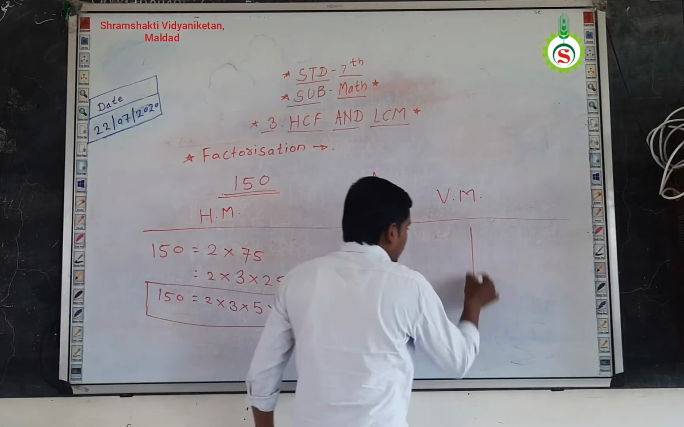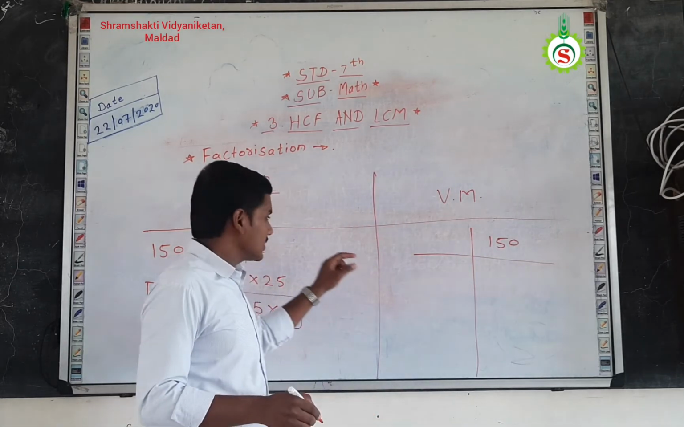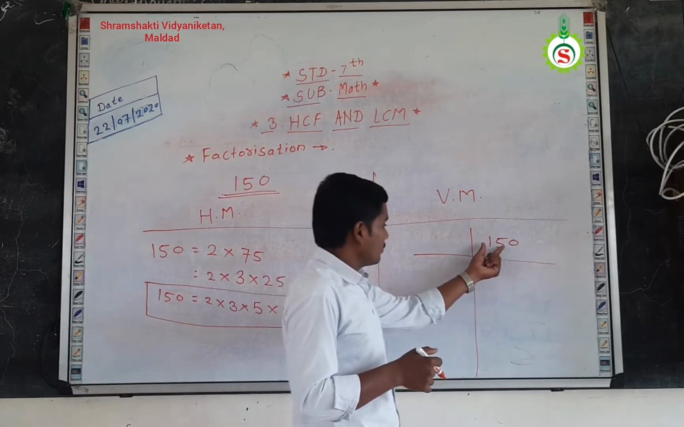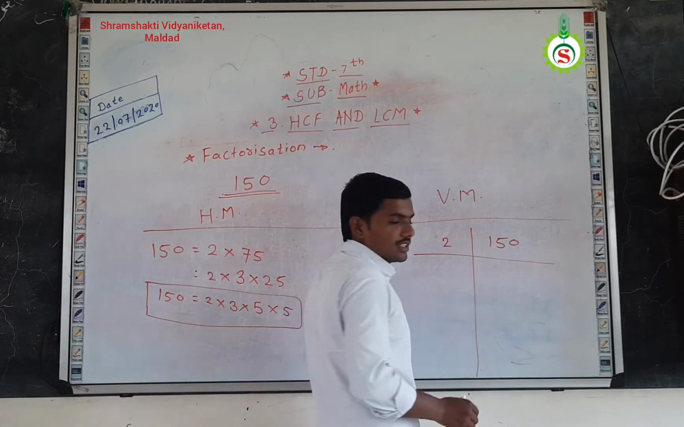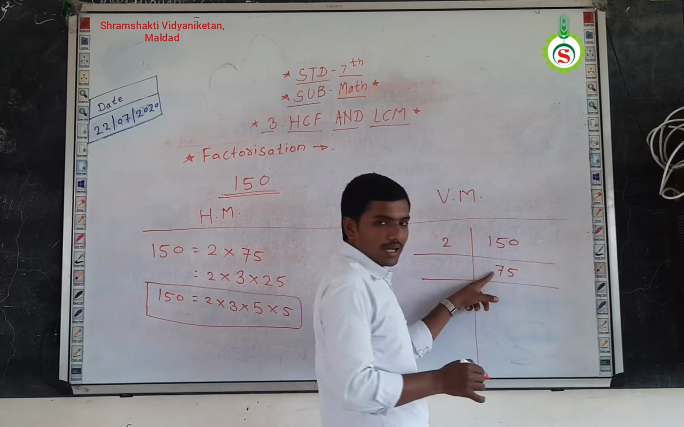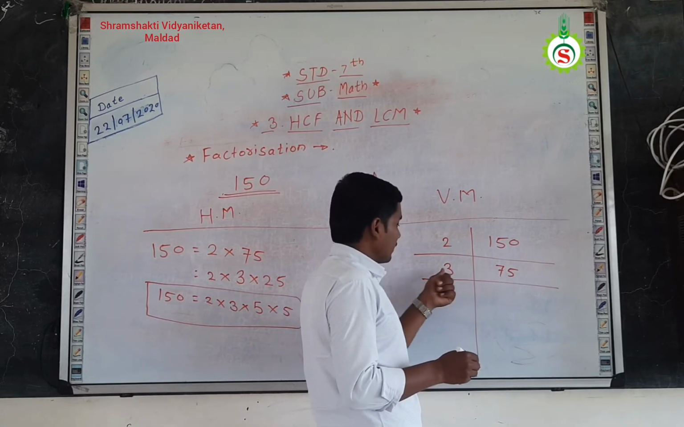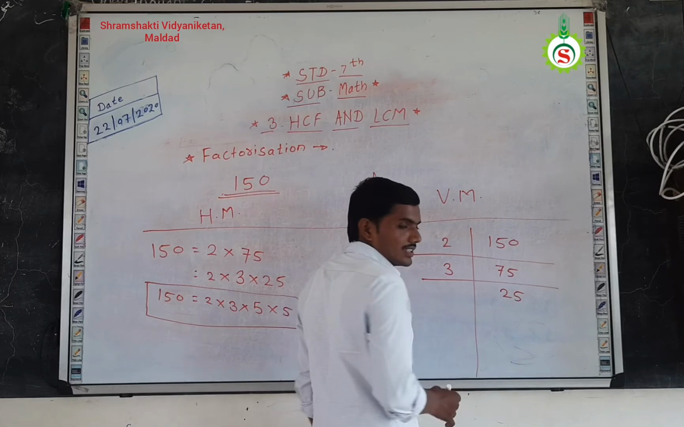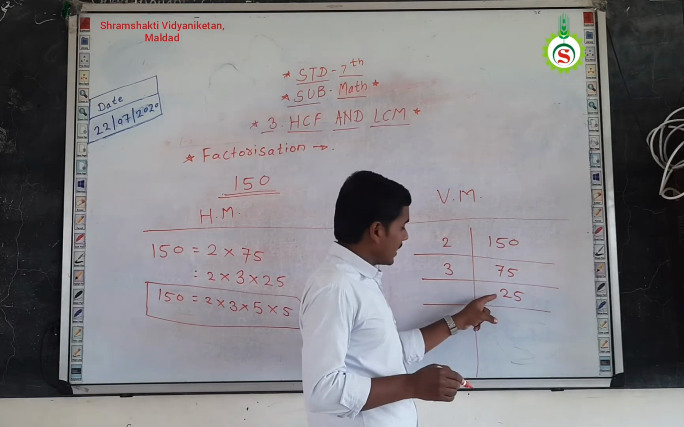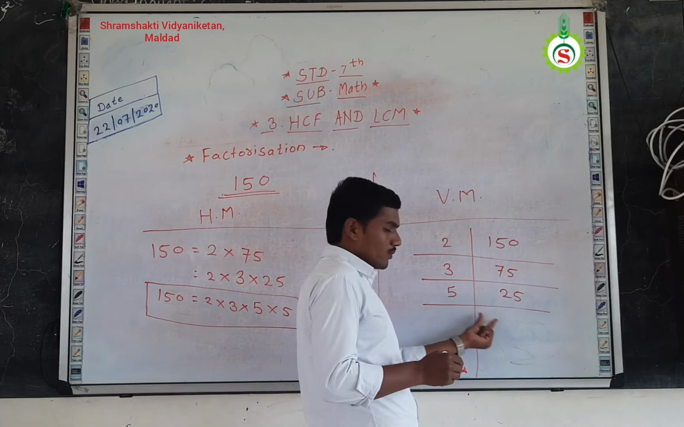Now, if I want to do the factorization of that 150 by the vertical method, how will I do it? That 150 is divisible by 2, that means 75 is here. The answer is 75. Now again, that 75 is not divisible by 2, but it is divisible by 3. So, if I divide that 75 by 3, what will be the answer? 25 is the answer. Now that 25 is not divisible by 2, not divisible by 3, but it is divisible by 5. So I will take 5 here. If I divide 25 by 5, what will be the answer?